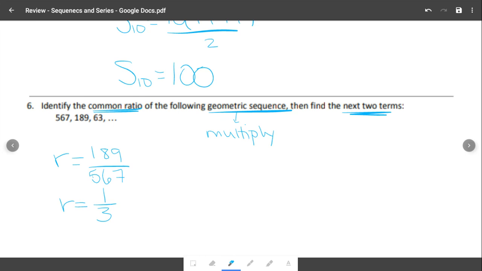So now find the next two terms. So we're going to continue the pattern, multiplying by 1/3. So 63 times 1/3 would be 21. Multiply by 1/3 again. 21 times 1/3 is 7. So there are my next two terms.